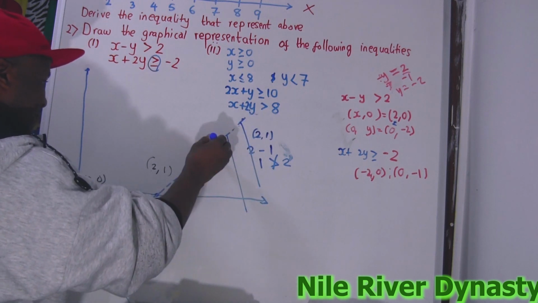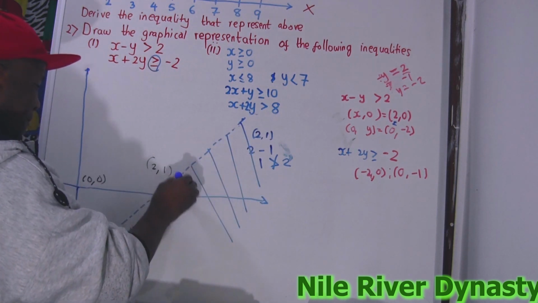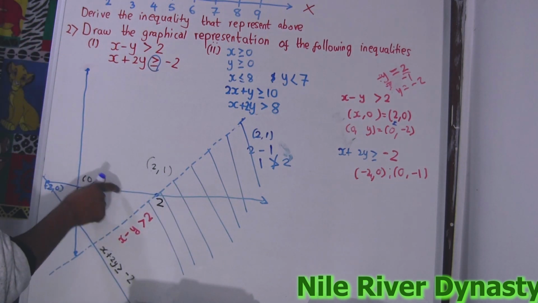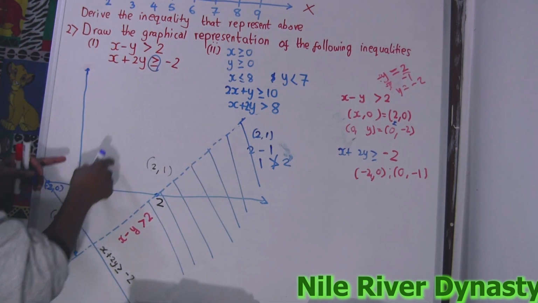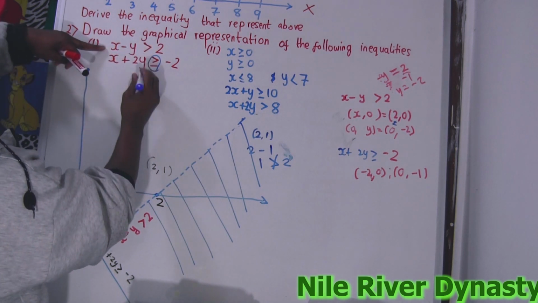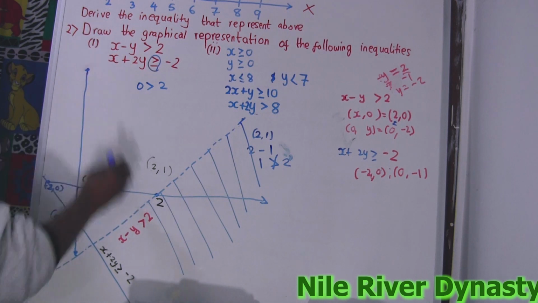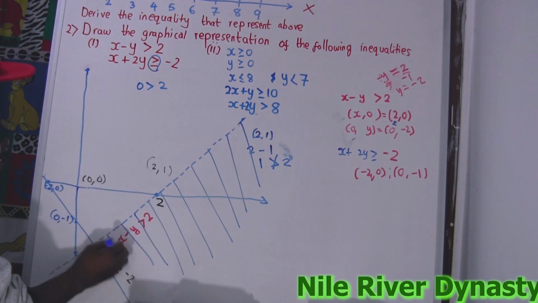So I'm going to shade here, because this is true now. Because if that one is not true, even if you say 0, 0, because 0, 0 is above the line, what's going to be 0 and 0? Is 0 greater than 2? No, it's not true. So that's why we don't shade on top, we shade in the opposite direction.